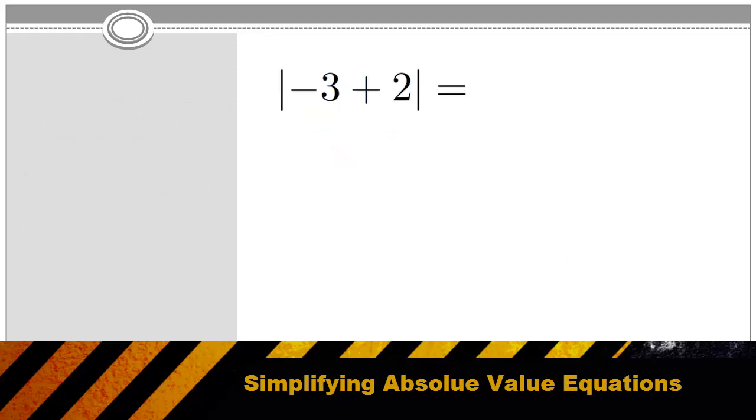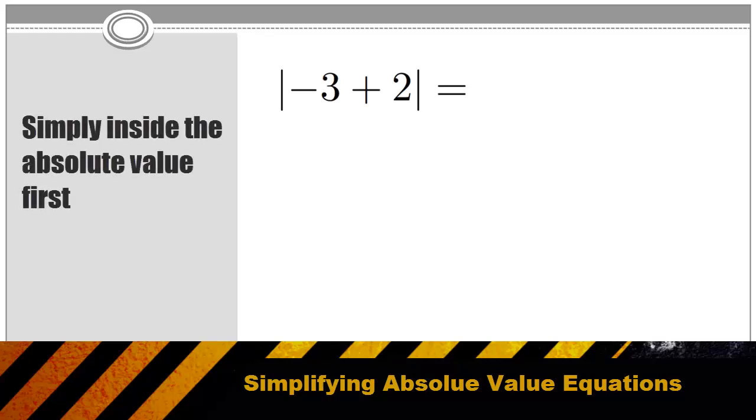When you have a mathematical operation inside absolute value bars, you want to do the math inside the absolute value bars before you let the absolute value bars take away any negative signs. So in this case, we would add -3 to positive 2, and we would rewrite the equation as -1 with the absolute value bars around the -1. Then the absolute value bars take away the negative, so we rewrite the equation as simply 1.